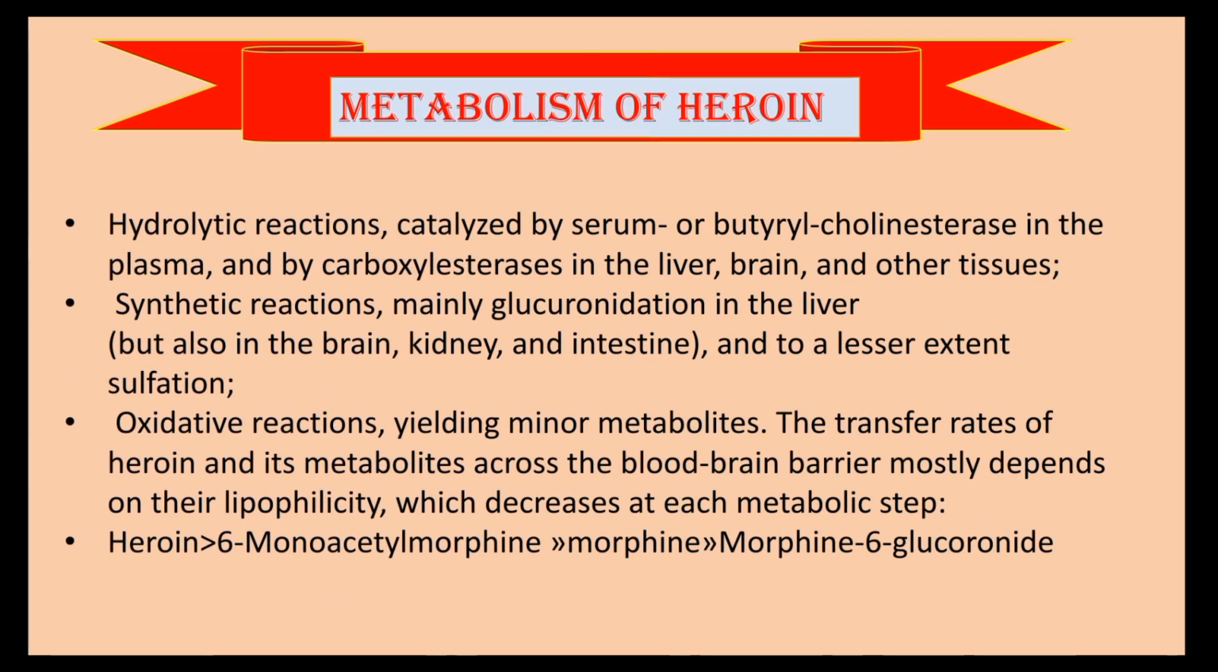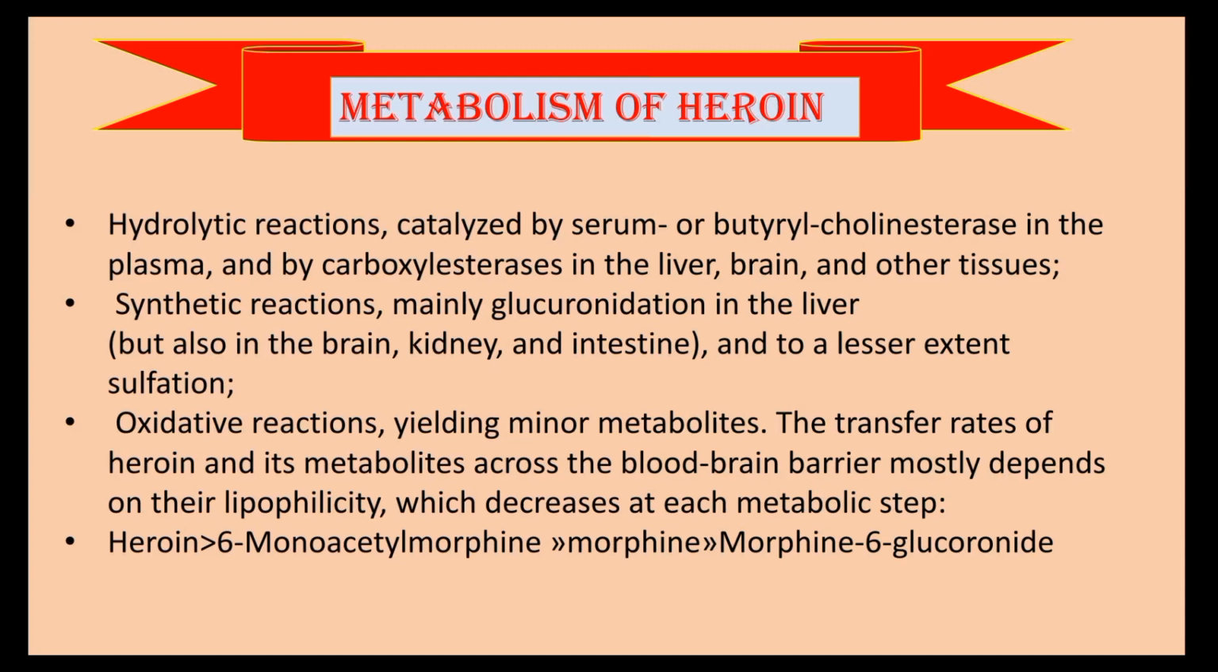Then we discuss the metabolism of heroin. Hydrolytic reactions are catalyzed by serum enzymes in the plasma and in the liver, brain, and other tissues. There are basically three types of reactions involved in the metabolism of heroin. The first one is the hydrolytic reaction, the second one is the synthetic reaction, and the third one is the oxidative reactions.